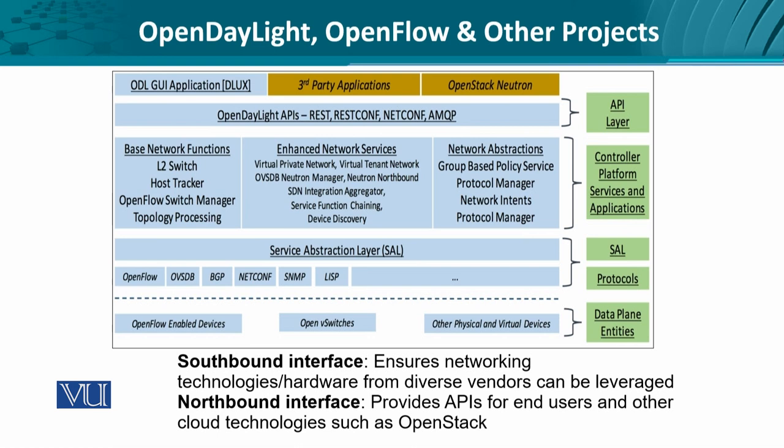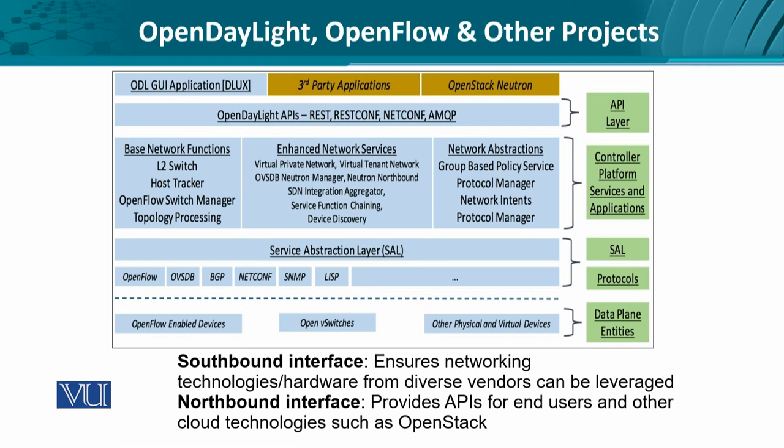Then we have the controller platform services and applications, where we have basic layer 2 functionality like layer 2 switch, tracking the host, which MAC address is connected against which particular port. Then the switch manager and topology discovery mechanism. Then in enhanced network services, we have VPN, virtual tenant network, basically Neutron manager, all these things, which are none of our concern at the moment, because these things would become important when implementation is carried out.